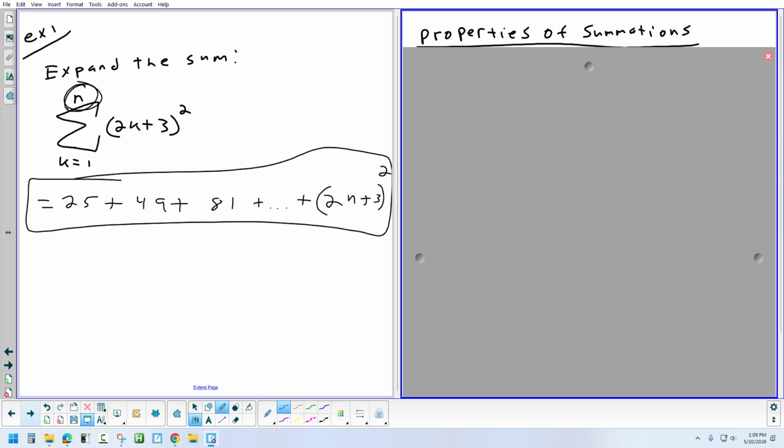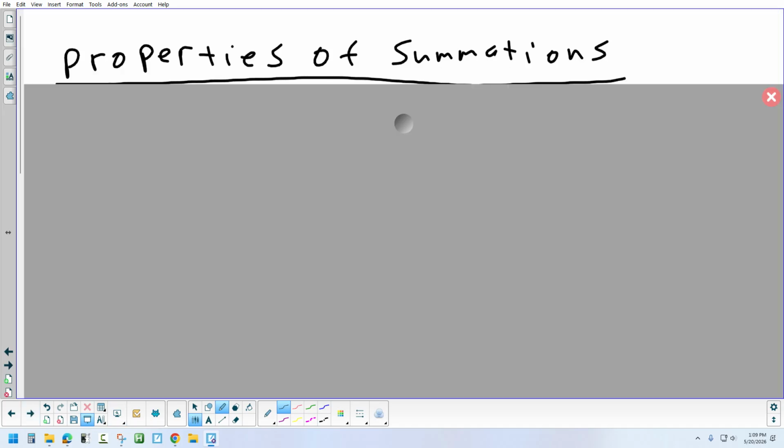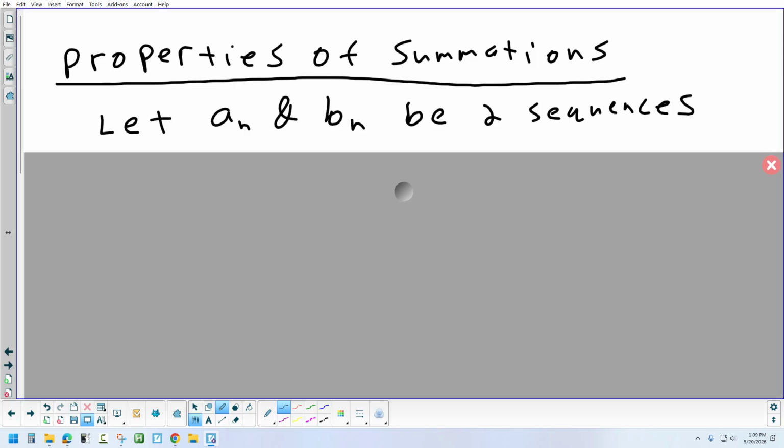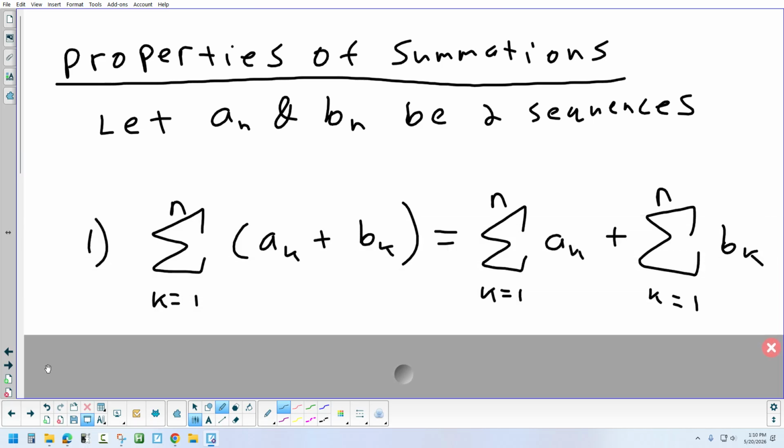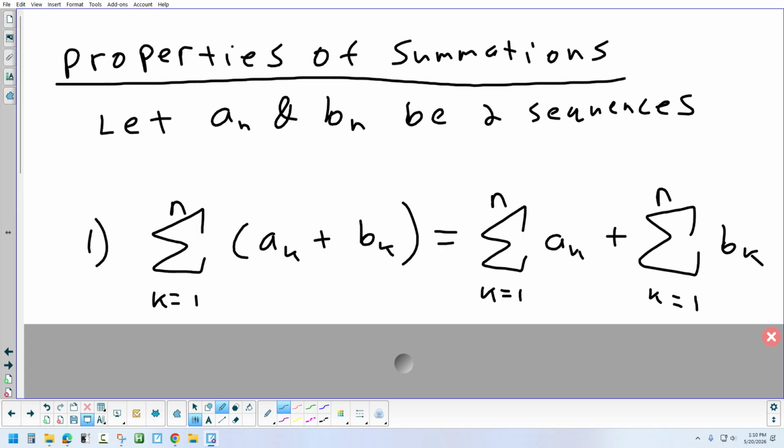All right, so now I'm going to look at some different properties of summations. This is kind of like the rules for combining summations together. So let's say that we had 2 different sequences. The first rule that I'm going to show you applies to addition of summations. So we're going to look at that, and I'll show you an example with some numbers and see if we can figure out what that means.